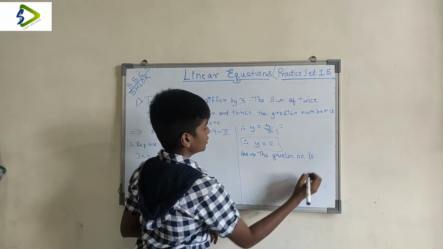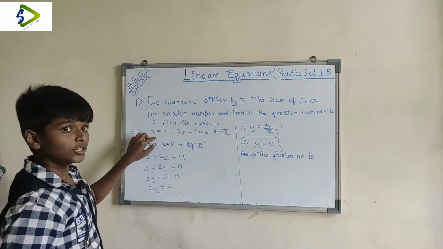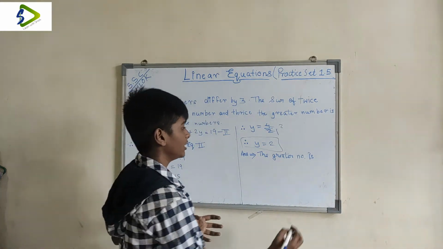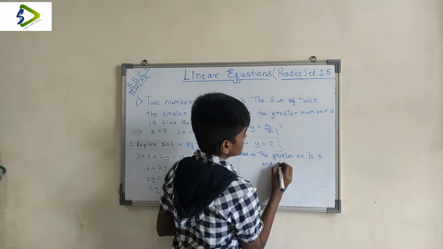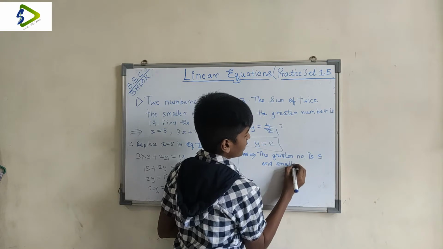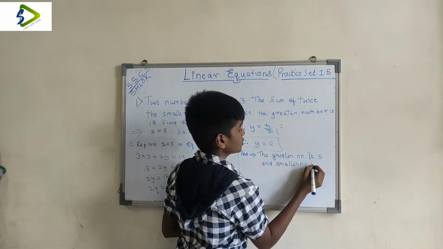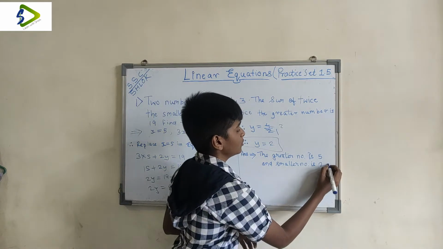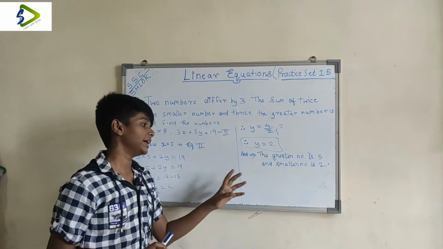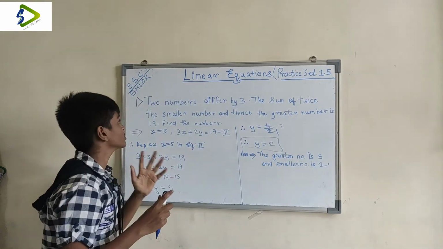is, so what is the greater number? X. And x, what is x? It is 5. So greater number is 5 and smaller number is y, and y is what? 2. So smaller number is 2. So we have found the value of the greater number and the smaller number. So this way we have solved the first equation.